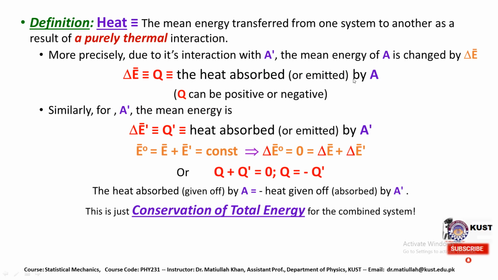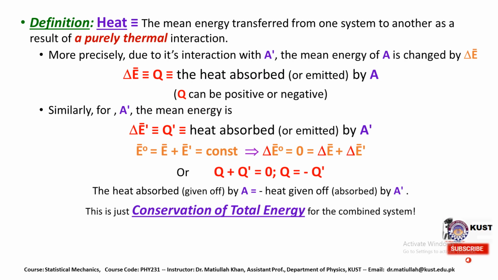If the temperature of A is greater than A dash, so definitely the heat will leave the system, and Q should be negative for this particular case. And if the temperature of A is less than A dash, so what happens? The heat will come from A dash to A, and as a result the magnitude of Q should be positive. So similarly for A dash, the mean energy change del E dash should be equal to Q dash, and that is actually the heat absorbed or emitted by A dash. Again in this case it depends upon the energy level of A. If it is less or greater, resultantly the heat will come or go out of the systems.